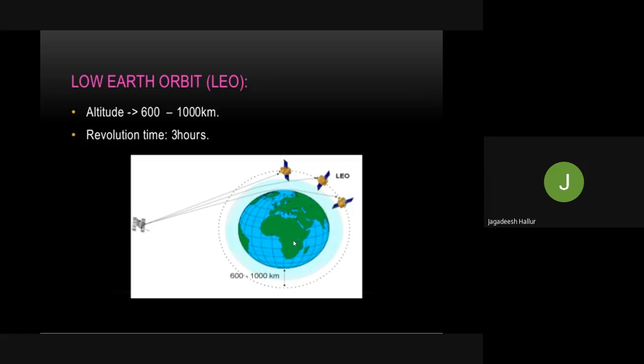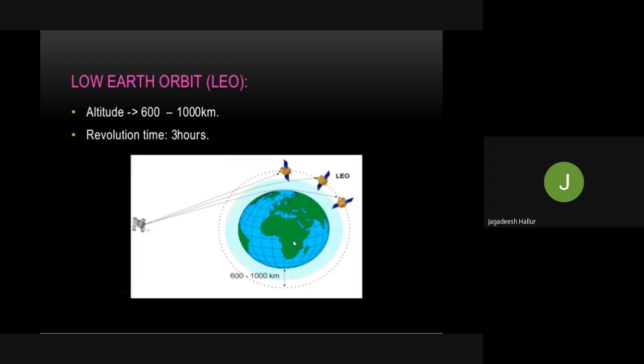The first type of orbit is low Earth orbit. Low Earth orbit is the one which is nearer to the Earth. The altitude, the height of the satellite from the Earth to space, is 600 to 1000 kilometers. It may vary.